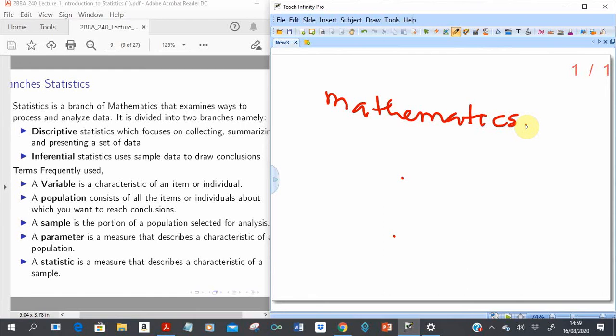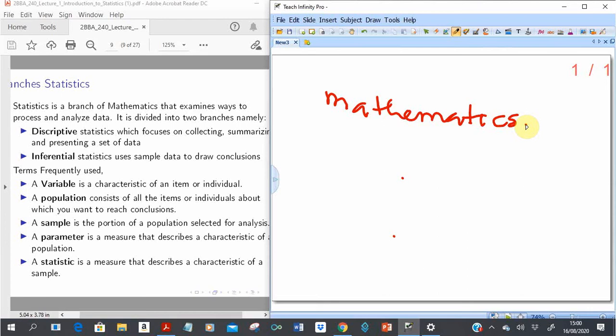But inferential statistics uses sample data to draw conclusions. So when we're drawing conclusions, when we're making those decisions, we are actually doing inferential statistics. Some terms that are frequently used in statistics are variable, population, sample, parameter, and statistic. A variable is just a characteristic of an item or individual. So any characteristic will be a variable.